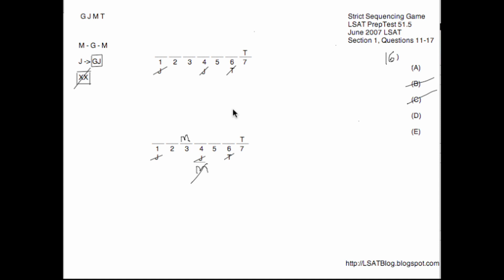Looking at D, T and J on 4 and 5 might seem fine at first glance, but then we have the rule that J requires GJ consecutively, so D is actually violating that rule and is unacceptable, so D is gone. Then looking at E, T and M violates the MGM rule, since we only have 2 M's in the game and we have to have a G in between those at some point. So E is gone as well, leaving A for number 16.